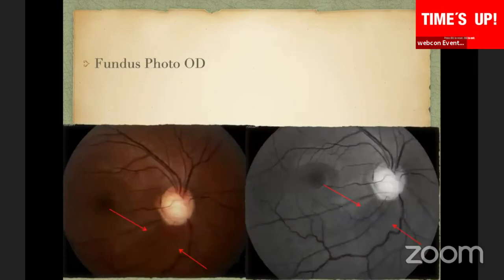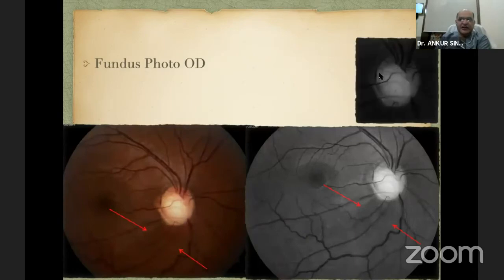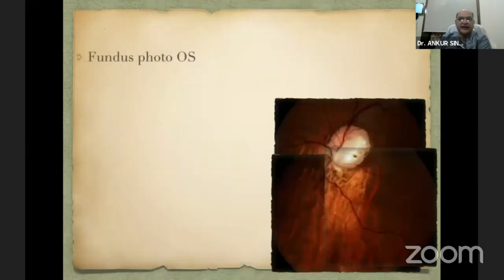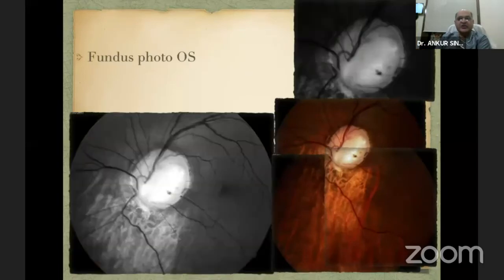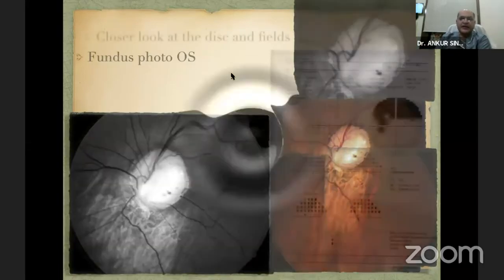So this is the fundus photograph, which is showing you the nerve fiber layer defects here and inferior thinning of the NRR. But if you look at the disc very closely, you can find the disc is grossly abnormal. And when you look at the other eye, you can clearly find out that the discs are absolutely abnormal. And this is probably a case of disc coloboma.